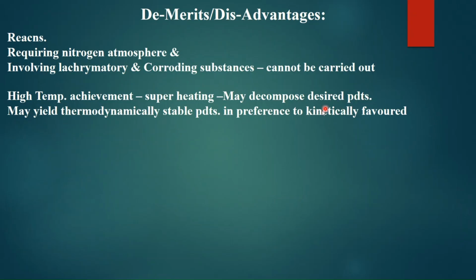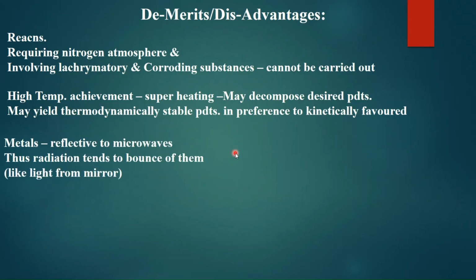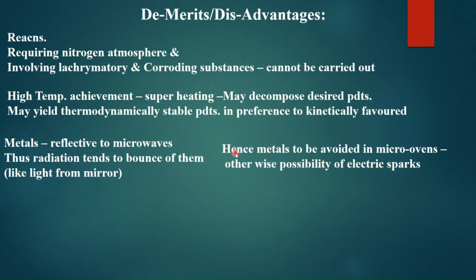Thus, kinetically favored products cannot be achieved by microwaves. This is another limitation of microwaves. The metals are reflective to microwaves. Thus, radiation tends to bounce off them like light from the mirror. Thus, metals usage should be avoided. Otherwise, it gives rise to electric sparks.